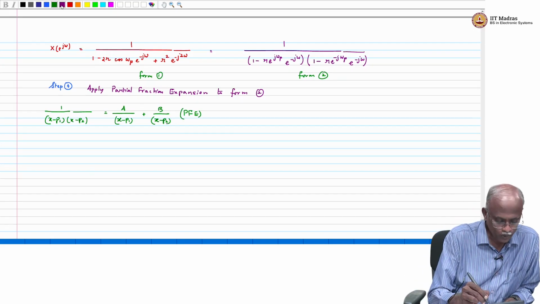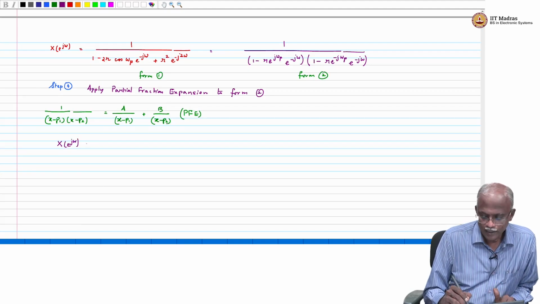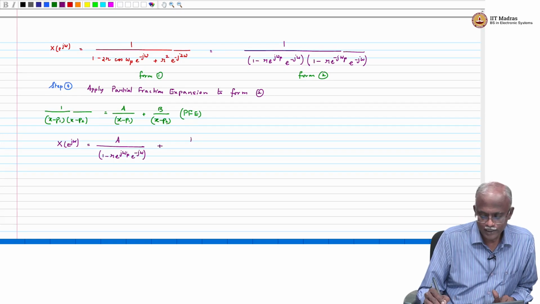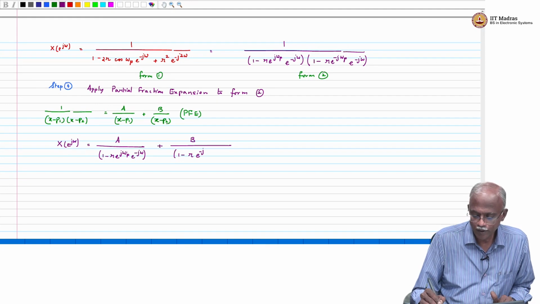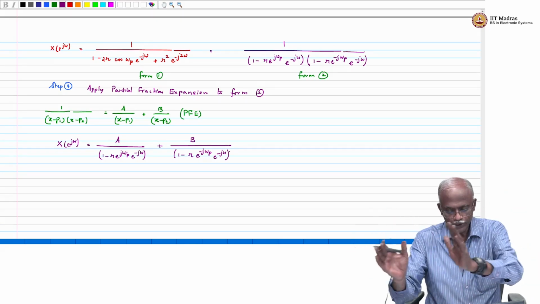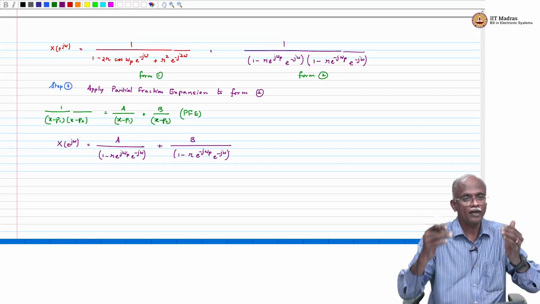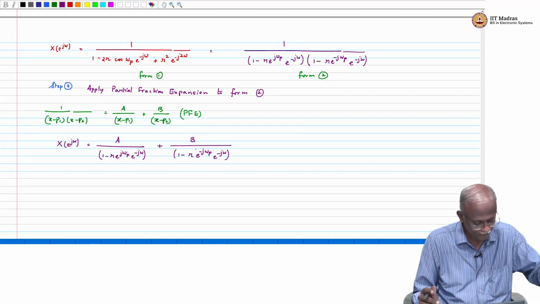Apply it to form 2. Applying this to form 2, we can say that x e of j omega can also be written as a divided by the first factor 1 minus r e power j omega p e power minus j omega, plus b divided by a second term which is given by 1 minus r e power minus j omega p e power minus j omega. Whatever the two roots were, they are going to be part of the partial fraction expansion, except that rather than a product of the two roots, we now have individual rational functions scaled by different constants a and b.